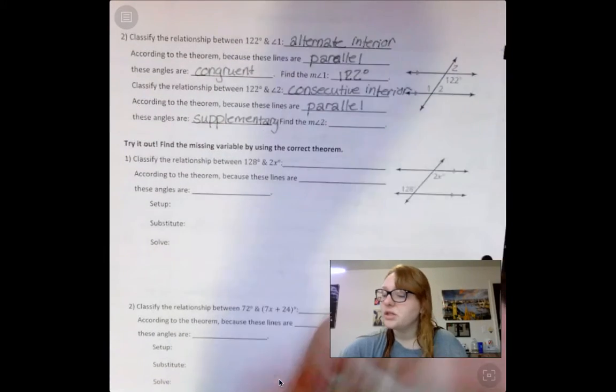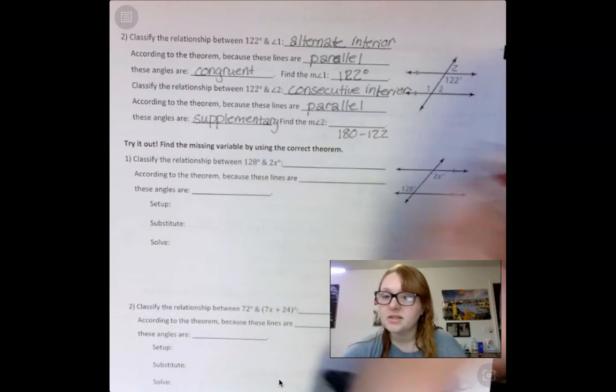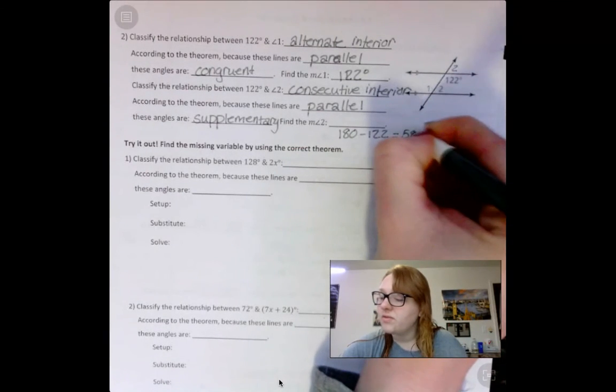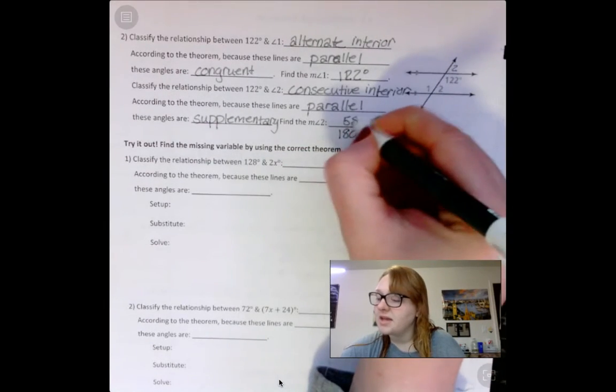So all we have to do here is take 180 and subtract the existing angle we already have, 122, and we are left with 58 degrees. That means that angle 2 must be 58 degrees.